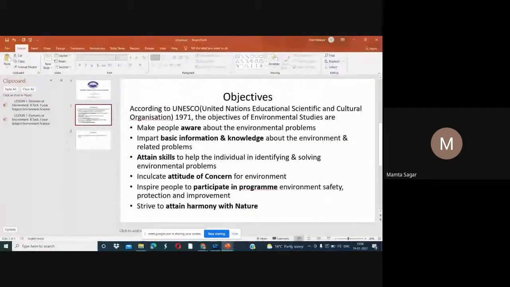So this was all about the objectives according to UNESCO. Today I only took this. I only discussed the objectives because these are important. And you need to work on that. You should develop an attitude of concern for that. At least in your area, you can do this.